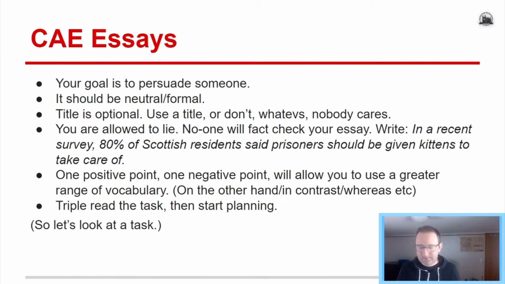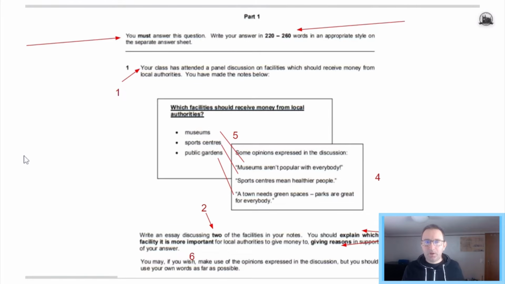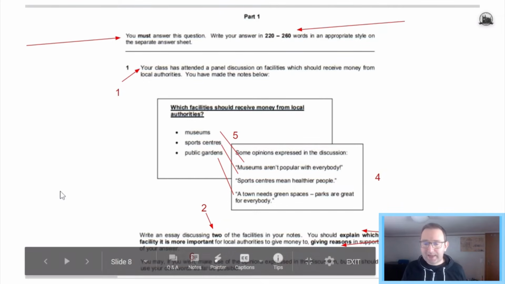Oh yeah, all right, here's an example. An essay task. It says, you must answer this question, write your answer in 220 to 260 words. Your class has attended a panel discussion on facilities which should receive money from local authorities. You have made the notes below. So which facilities should receive money? Museums, sports centers, or public gardens. And then we have some opinions in this box. And at the bottom, we have the actual task.